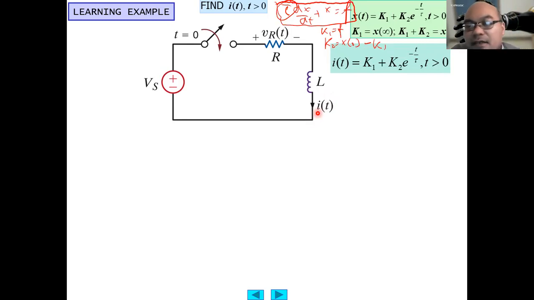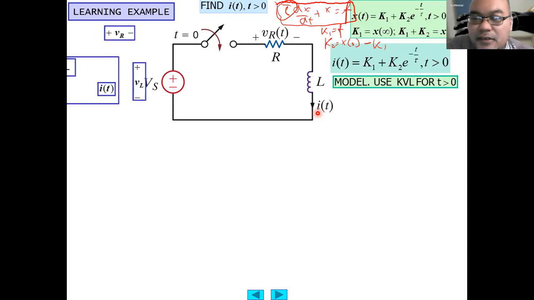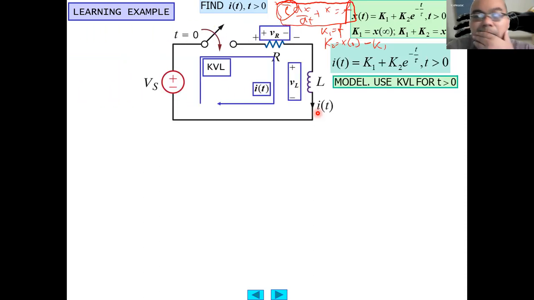Now let's find K1, K2, and the tau. Let's first derive the model using Kirchhoff voltage law for t larger than t0. So when t is larger than 0, the switch is turned on. Then from here we obtain Vs equals Vr plus Vl.